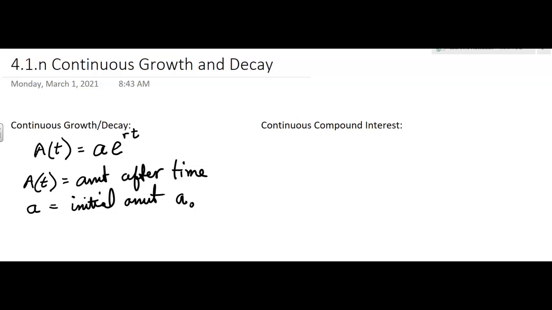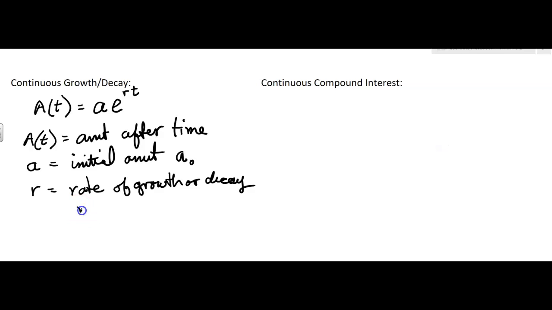E, that's what we just talked about. E is not a variable. It is approximately 2.72. It's a number, okay? R is going to be your rate of growth or decay. And I'll just tell you on this part, if R is greater than 0, it's growth. If R is less than 0, it's decay, okay? So if it's a negative number, it's going to be a decay situation. If it's a positive number, it's a growth situation.